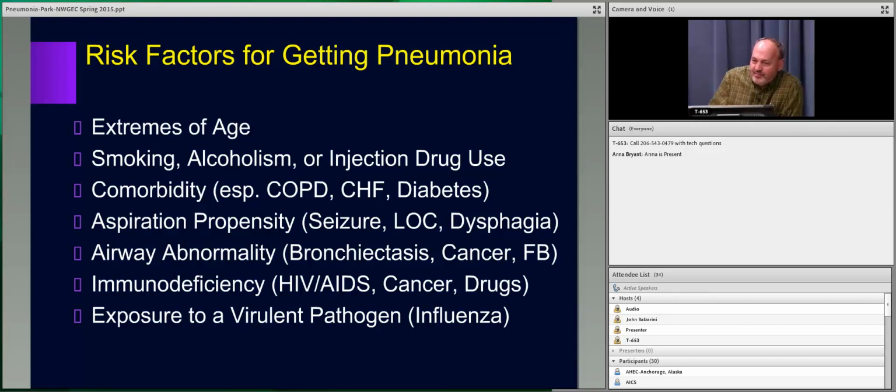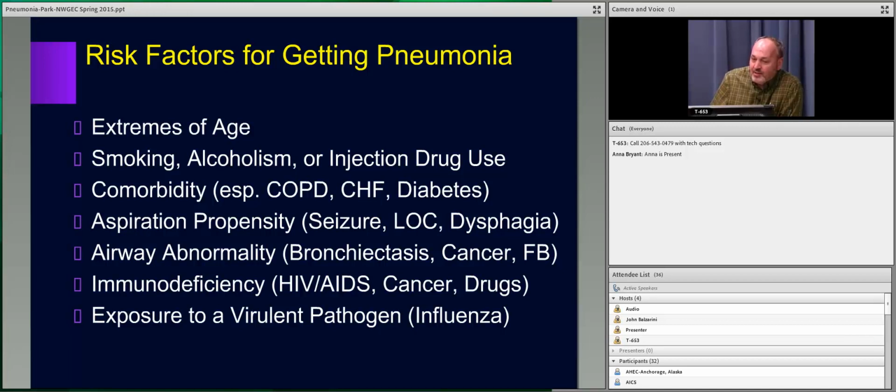The risk factors for getting pneumonia include, number one, the extremes of age. If you're very, very young, or in our case, very, very old, very high mileage, your risk of getting pneumonia goes up markedly. And this is especially so if you also have habits such as smoking, drinking alcohol, or illicit drug use.